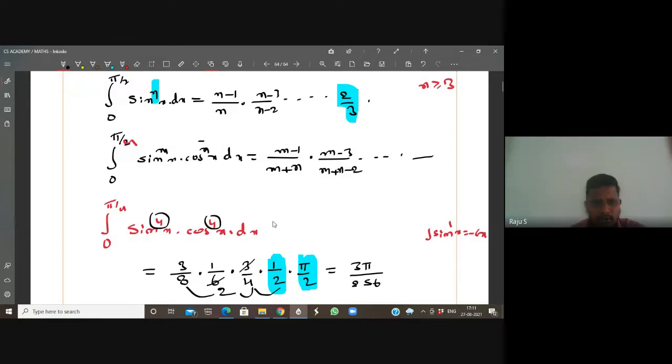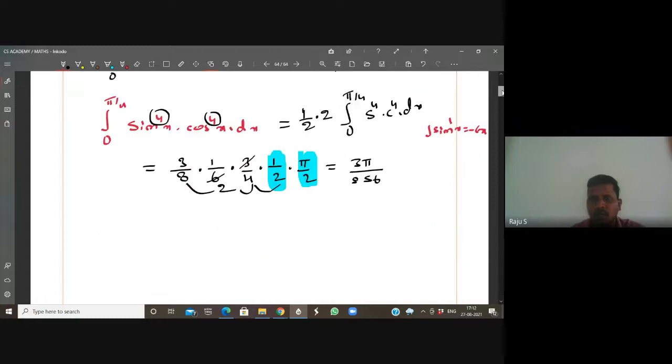Right. See here, we can convert the limits into pi by 2. Pi by 4 is given, so we can write 1 by 2 into 2, 0 to pi by 4, sine power 4, cos power 4 dx. See students, how do we convert it into pi by 2? The limits are pi by 2.